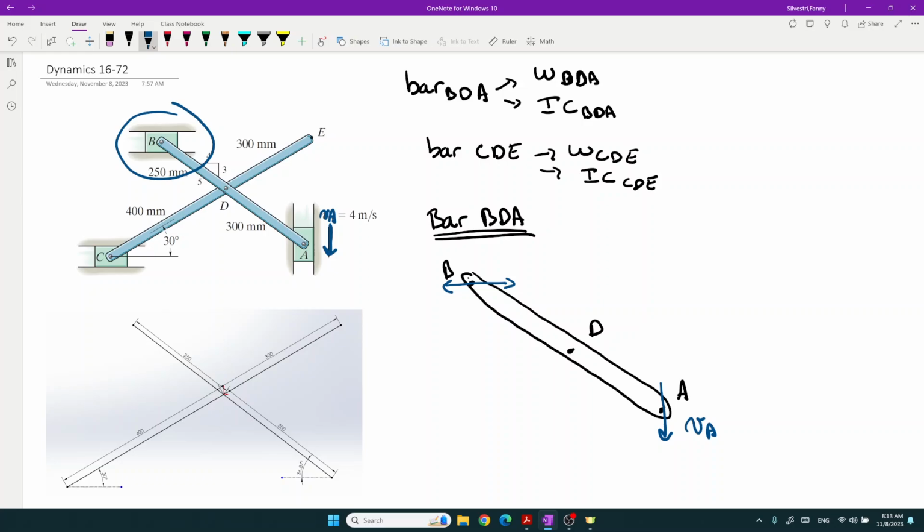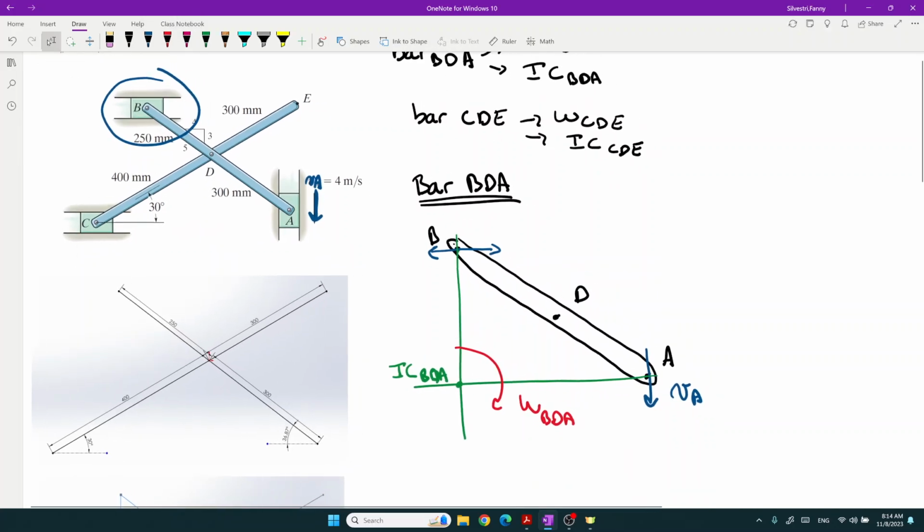To find the IC, we draw a line perpendicular to the velocity. So perpendicular to VA, horizontal; perpendicular to VB, vertical. This is the IC of BDA, of the bar BDA. What do we deduce from that? We deduce that the omega, because VA is down, will be negative in that direction.